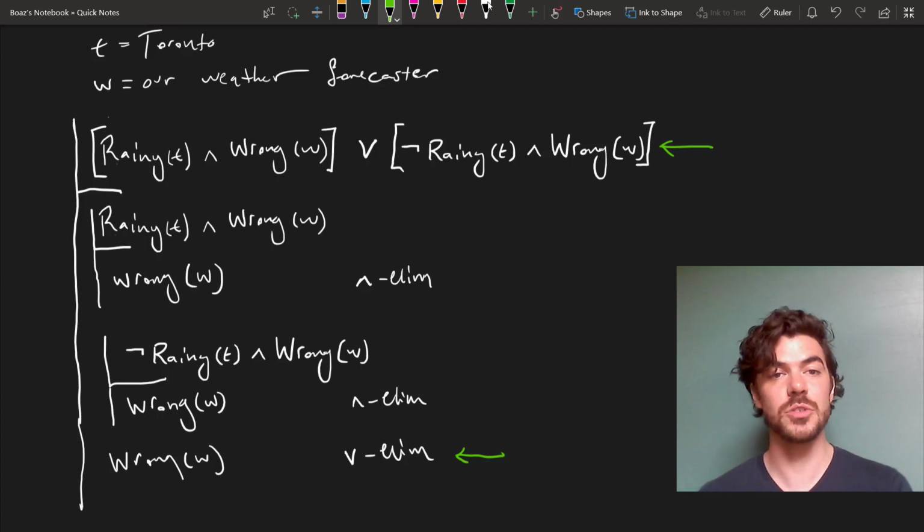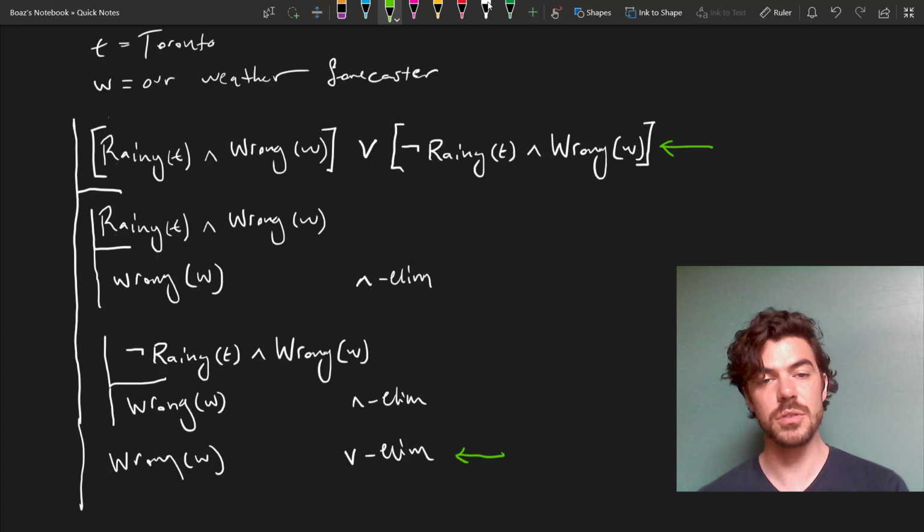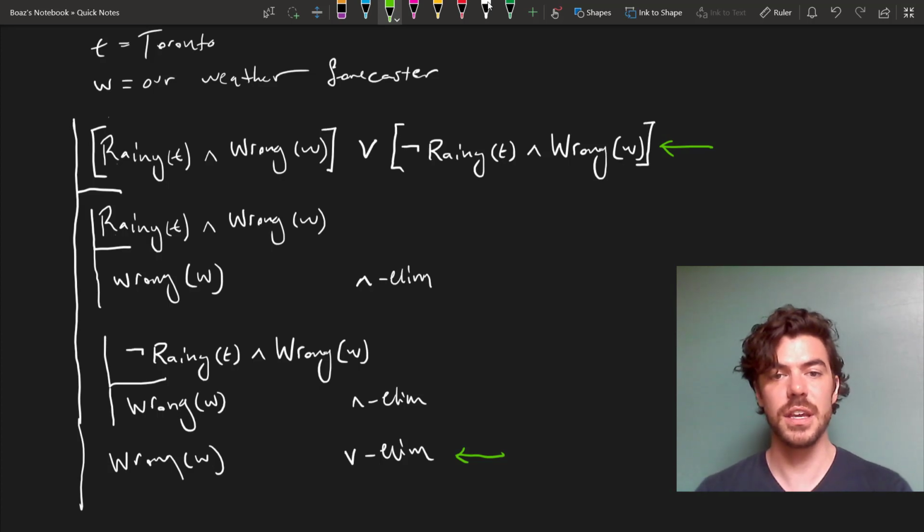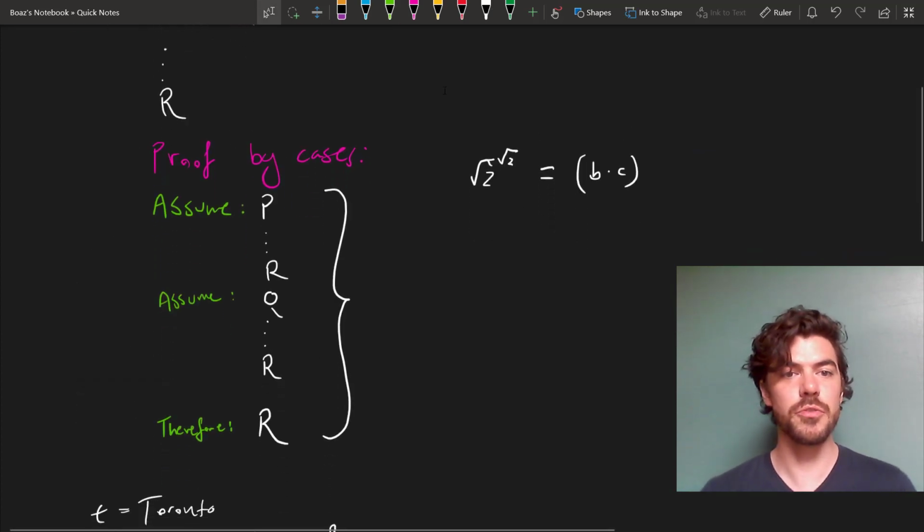So in proof by cases, we assume each of the disjuncts, and then we show that they lead to the conclusion we want. And if all of the disjuncts lead to the same conclusion, then we can just conclude that conclusion from a disjunctive string. This will be the basis of our disjunction elimination rule that we discuss in the next series of lectures. And the basic structure of these is proof by cases.